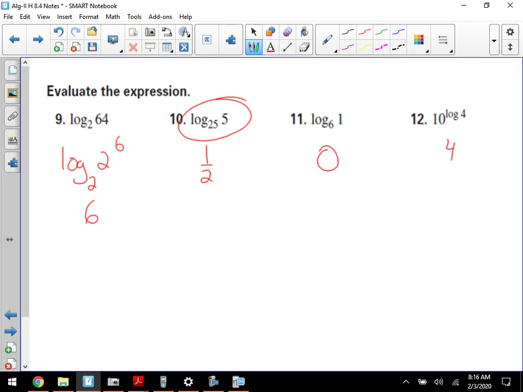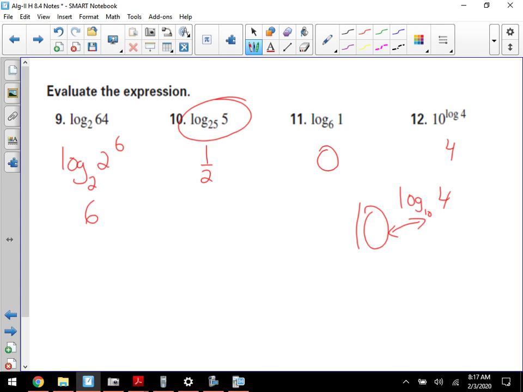I don't think we'll work on graphing today, though. Oh, remember, this is the same thing as saying 10 to the log base 10 of 4. If those two bases are the same, it just drops. Okay.